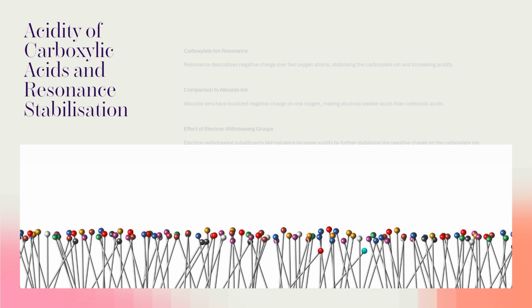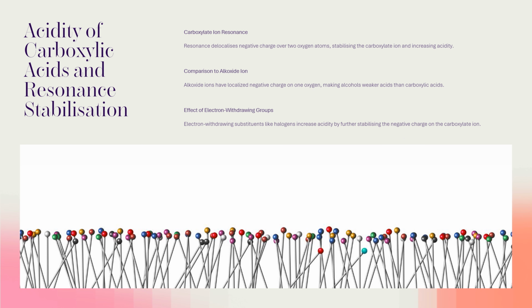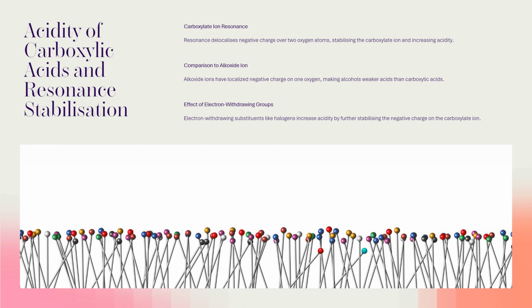Carboxylic acids are weak acids, meaning they partially dissociate in aqueous solution to release H+ ions. Their acidity can be explained by the stability of the carboxylate ion formed when the acid donates a proton. The negative charge on the carboxylate ion is delocalized over 2 oxygen atoms through resonance, making the ion more stable. This stabilization explains why carboxylic acids are stronger acids than alcohols, where the negative charge on the alkoxide ion is localized on a single oxygen atom.